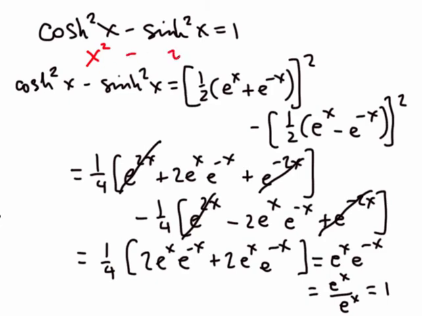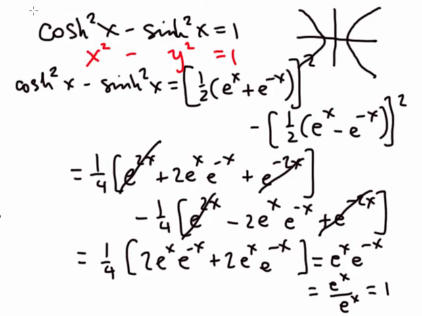This should look a little bit like x squared minus y squared equals 1. And that equation, it's maybe been a while since you've done high school geometry, but that's actually a hyperbola that opens in the x direction. So that's why these are called hyperbolic sine and hyperbolic cosine.